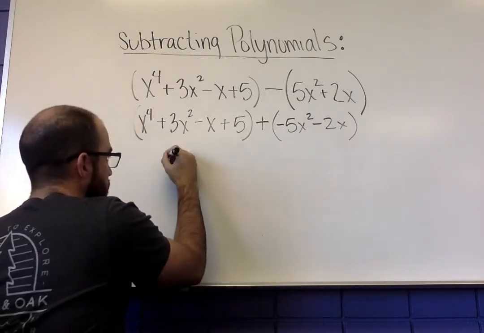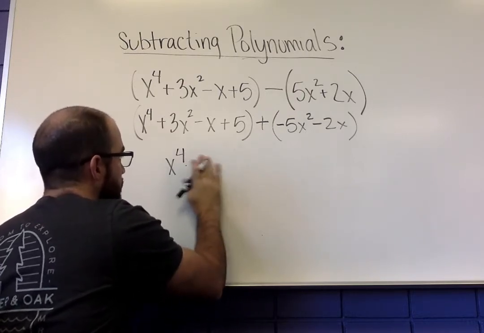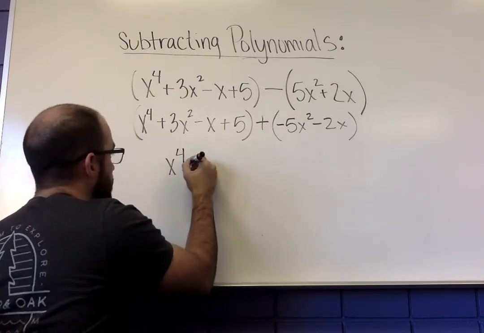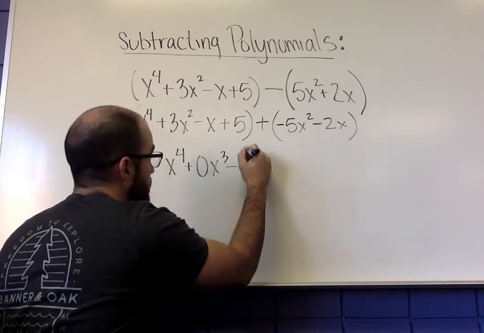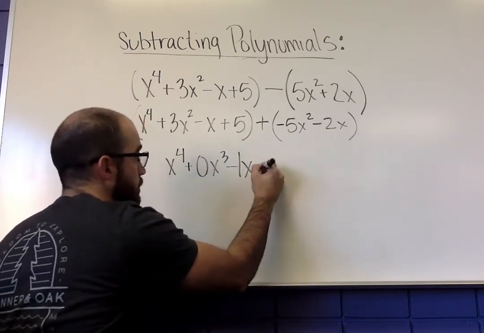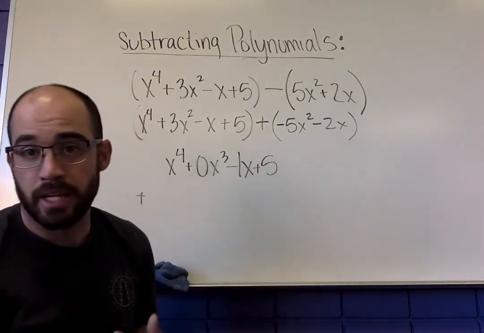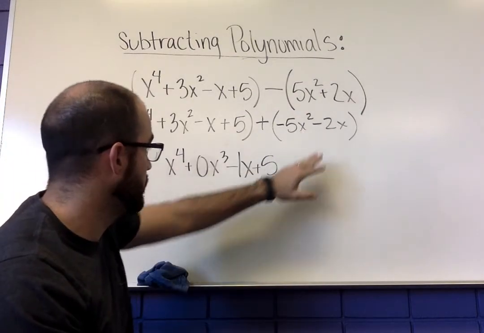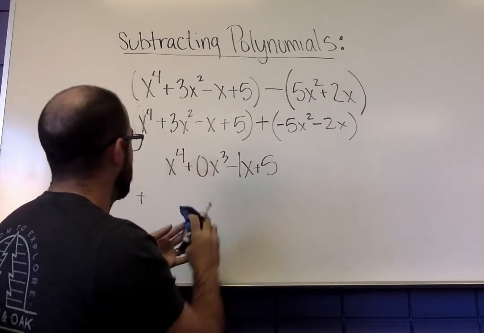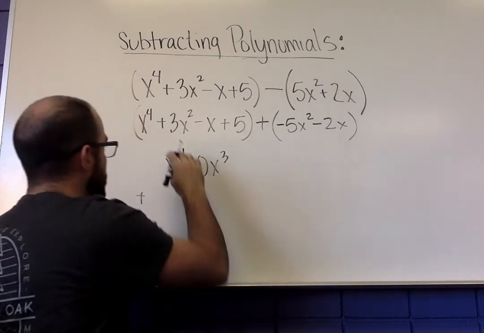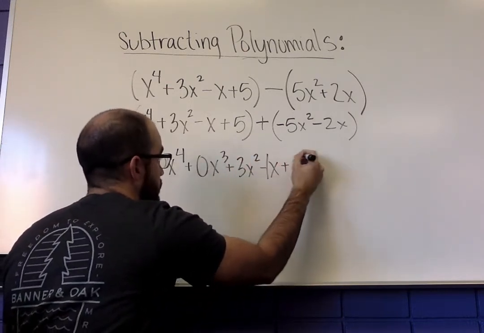So now I can go through and set this up, stack them on top of each other. Again, here I have that gap. So I can put a 0 here if I want. So I have like plus 0x to the third minus x. I like to put the 1 in front to remind me that there is a number there, plus 5. Over here I got plus. So then I'm going to line these up underneath of like terms. Okay. So here I have x squared. Let's see there. Oh, I forgot to put in my 3 up here. I'm sorry, guys. So I've got 0x to the third plus 3x squared minus the 1x plus 5.